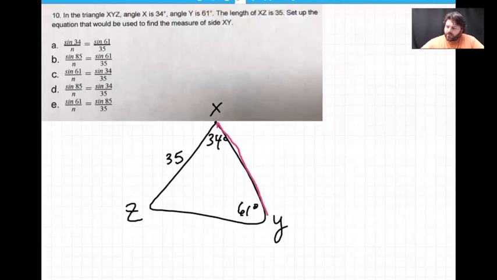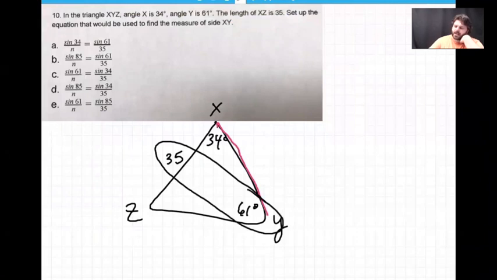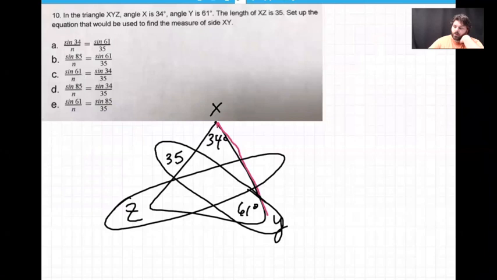Okay. So how do I find the side length of that? Well, it looks like I have a pair of opposite sides and angles, and then I have this pair that I'm looking for. So we could call this N because it looks like in all my answers they're calling it N. That's the side length there. But I don't know this angle Z.